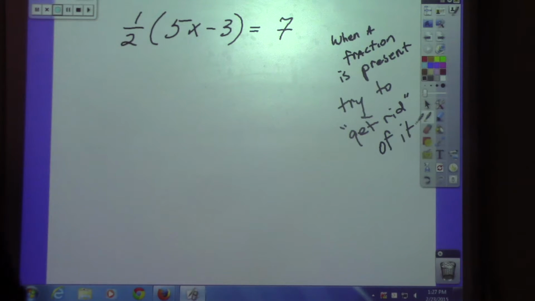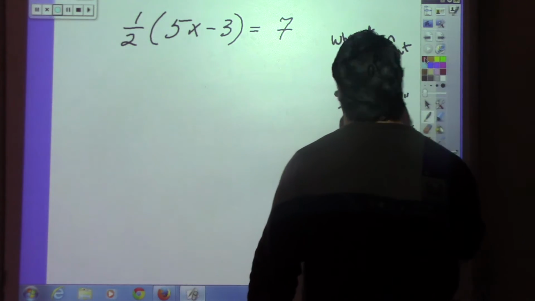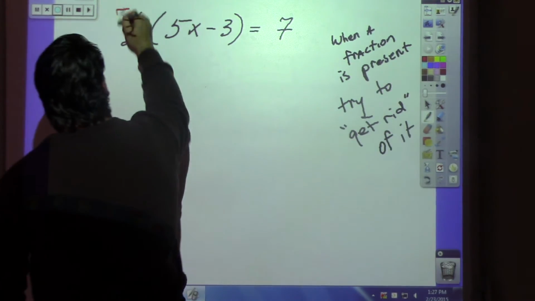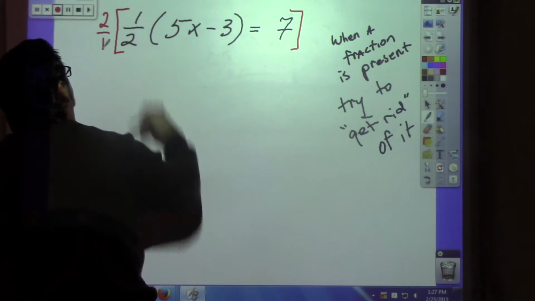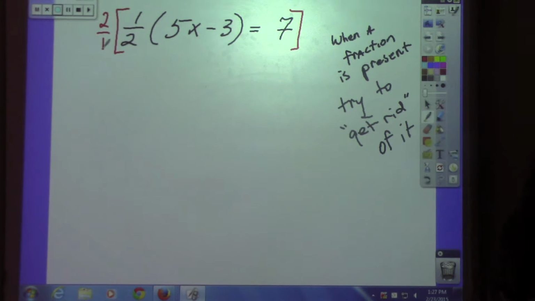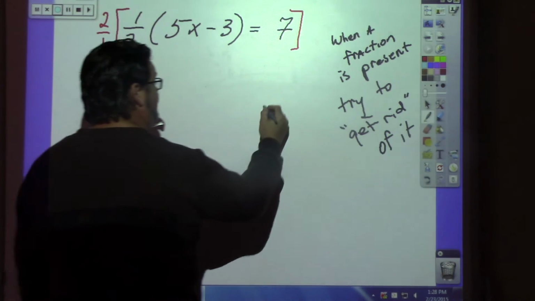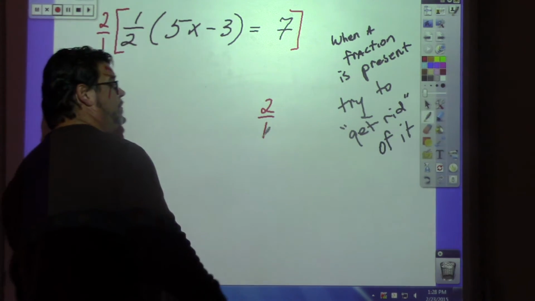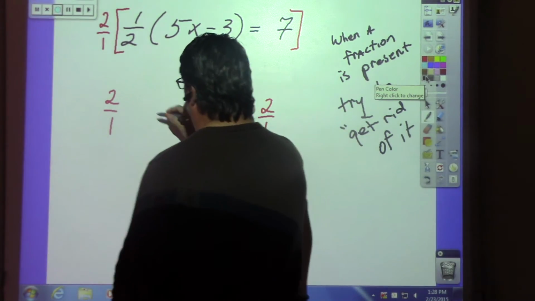So multiply through by the common what? The common denominator. So I'm going to multiply through by 2 over 1. I'm going to put a bracket here and multiply by 2 over 1, or 2, because 2 is the common denominator. Now I'm going to put a baby step in here because you have to remember to do this. So I'm going to put 2 over 1 here, and 2 over 1 here. Why didn't I multiply by what's inside the parentheses?